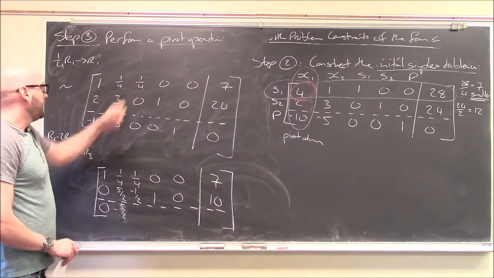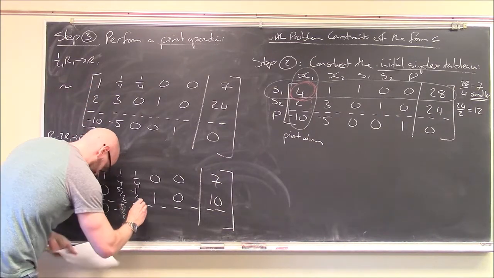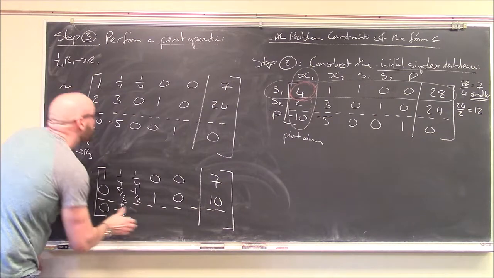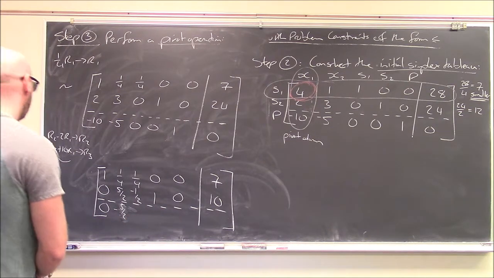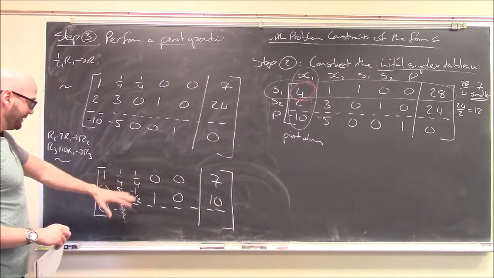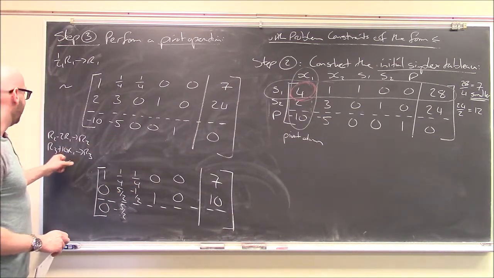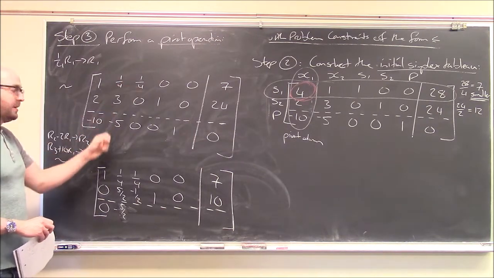0 minus 10/4 is minus 10/4, or minus 5 halves. Actually, this is why I'm checking my notes. It's very easy to make mistakes while you're doing this, so be careful to double check. I was minusing in my head. We're doing plus, right? It's row 3 plus 10 times row 1.